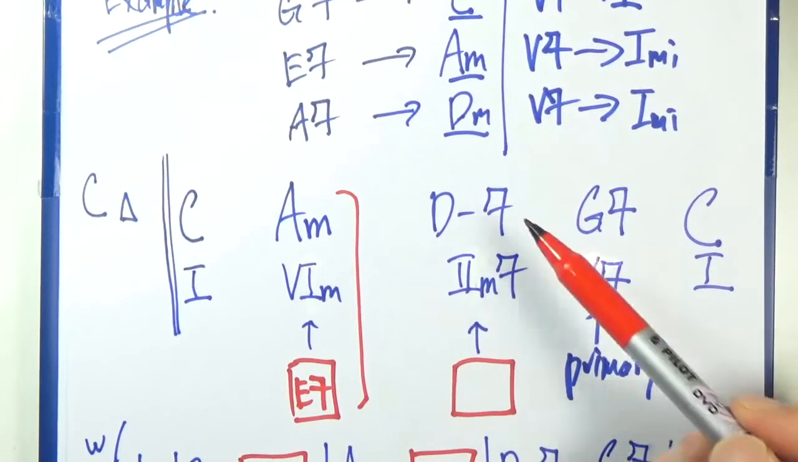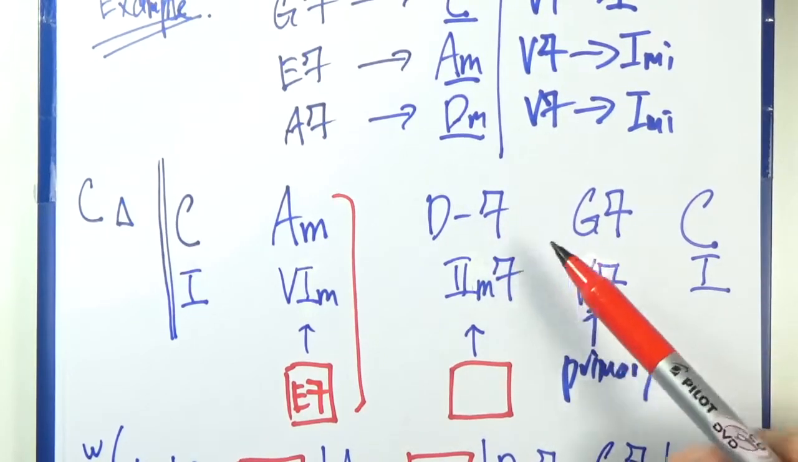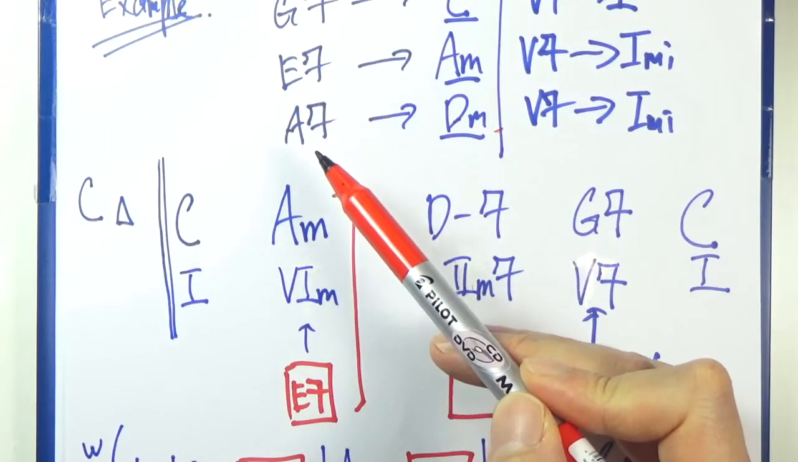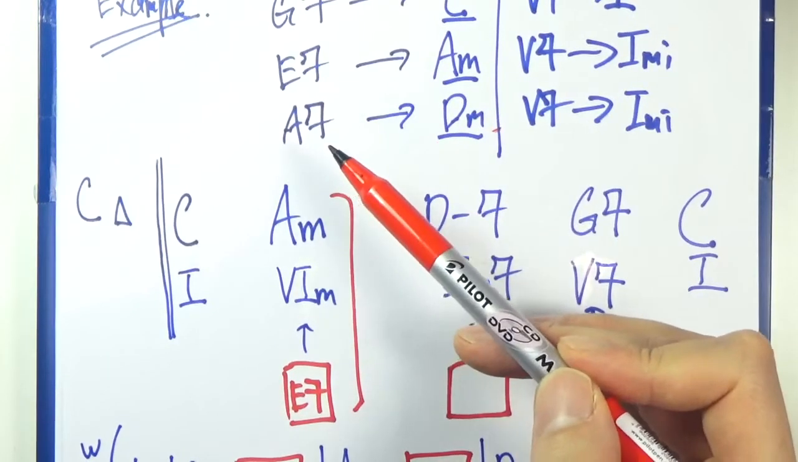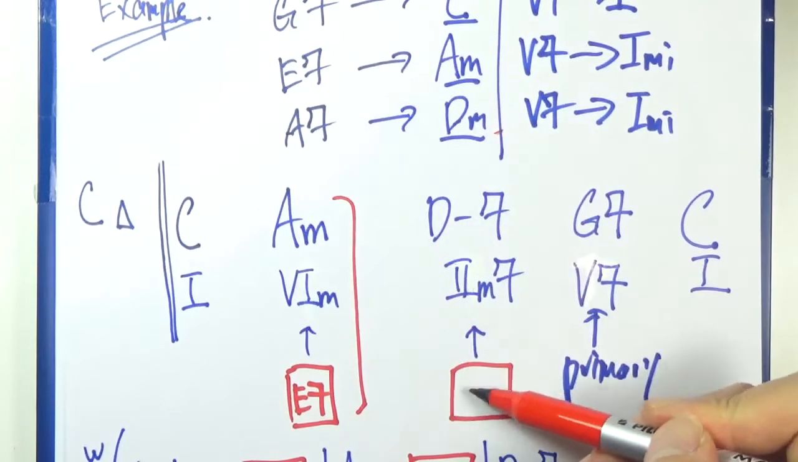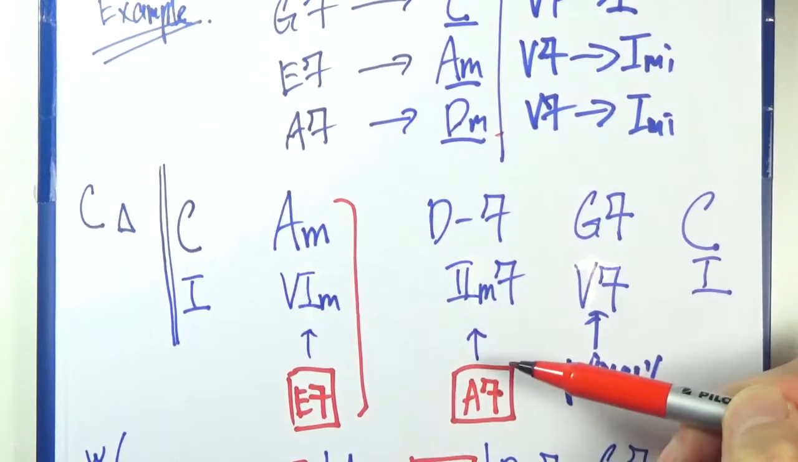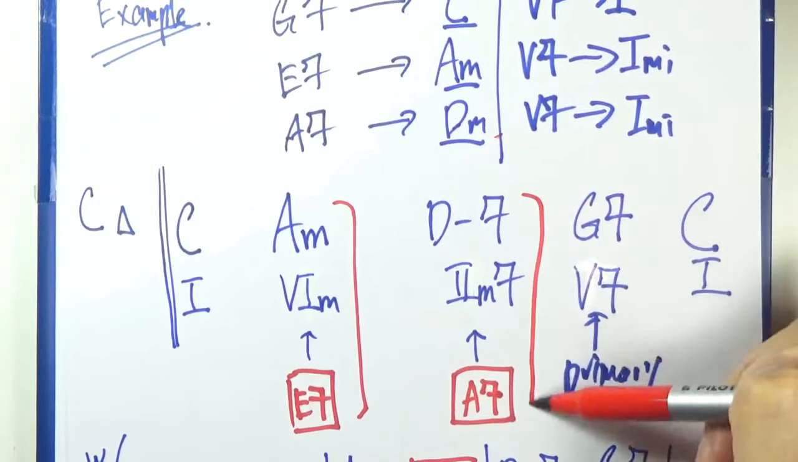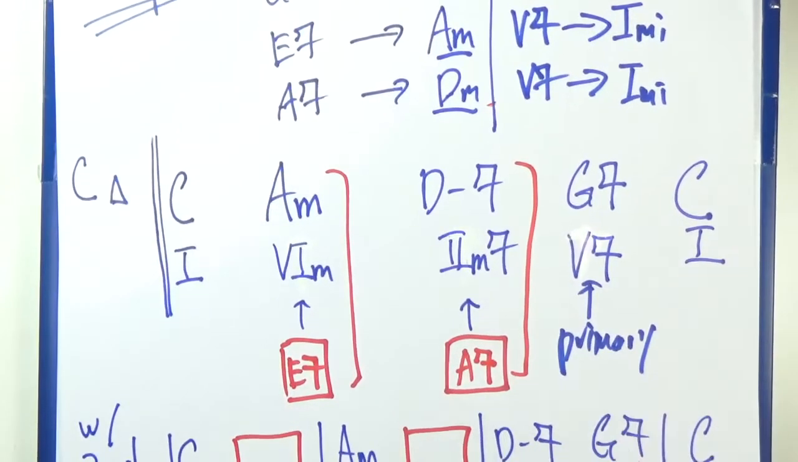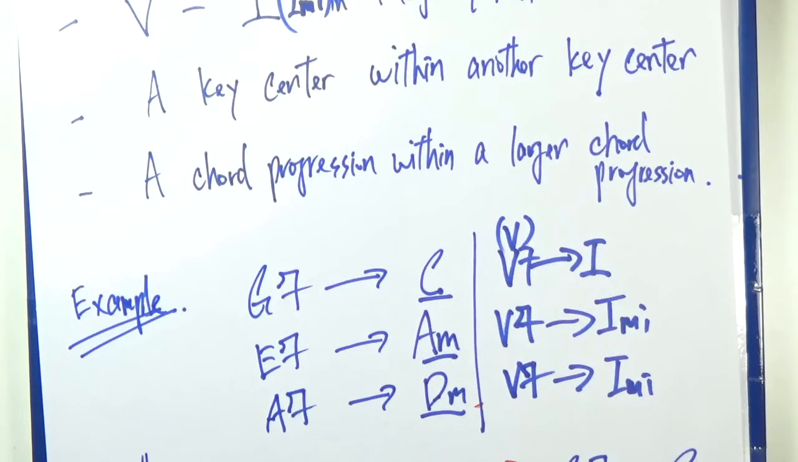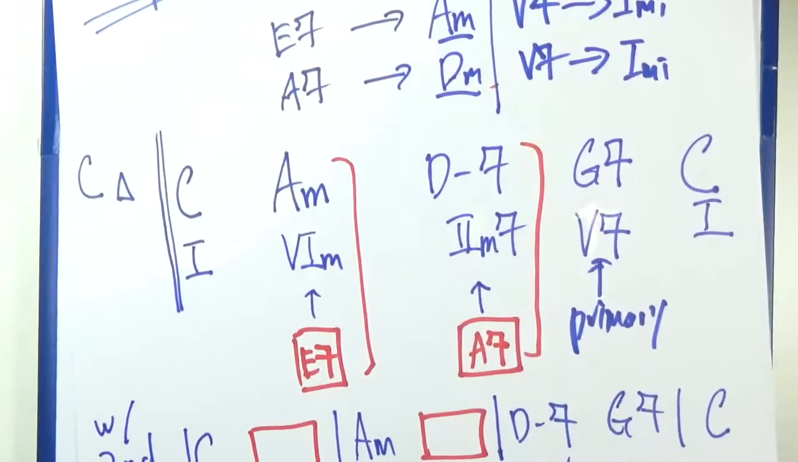You can do the same thing to the D minor 7. If we come back here, the 5 of D minor would be A dominant 7. So we can put A dominant 7 right before D minor, and then we are creating a mini 5-1 here. That's why earlier I said a chord progression within a larger chord progression, a key center within another key center. That's what we're talking about here.